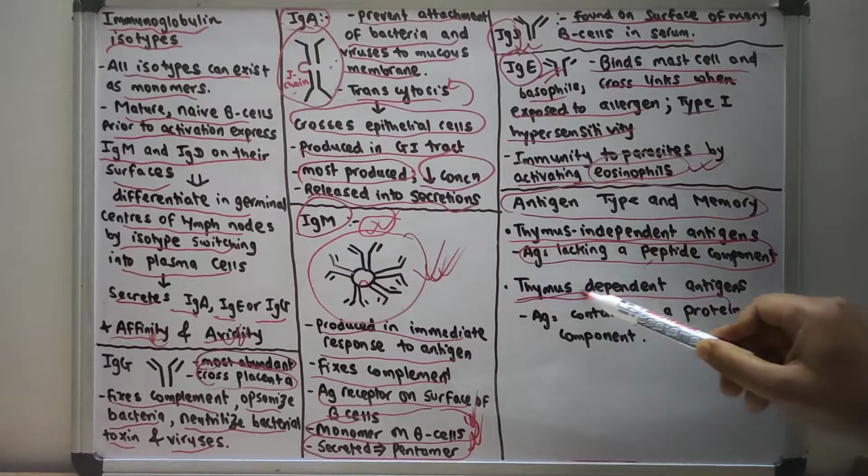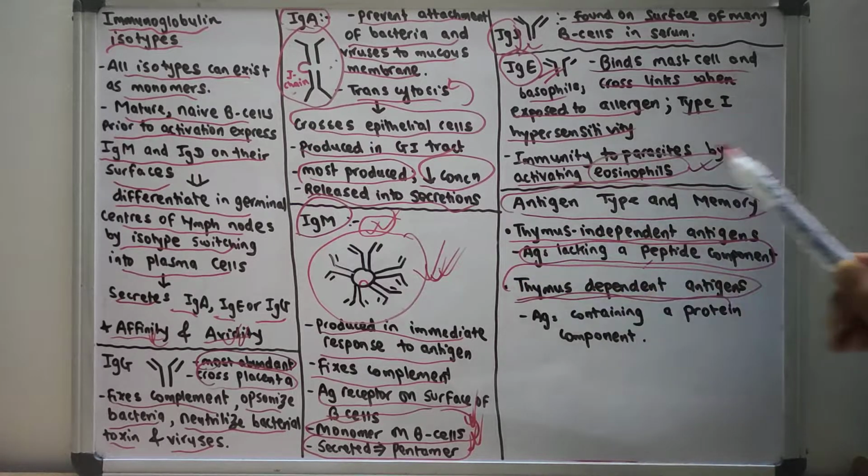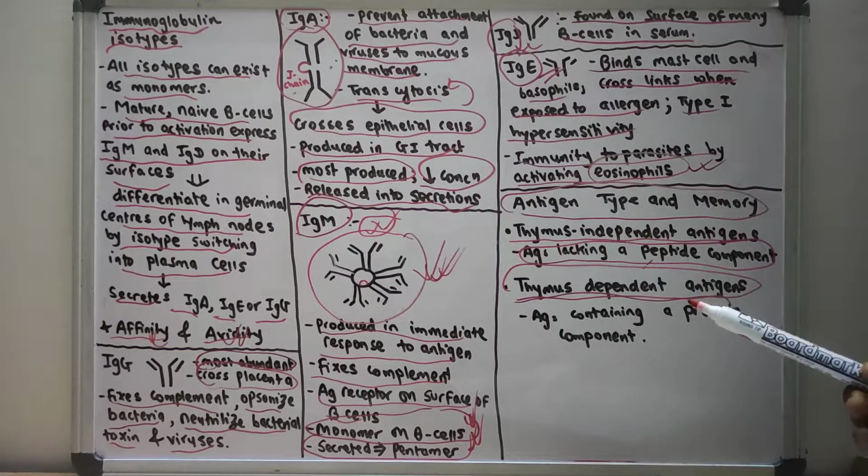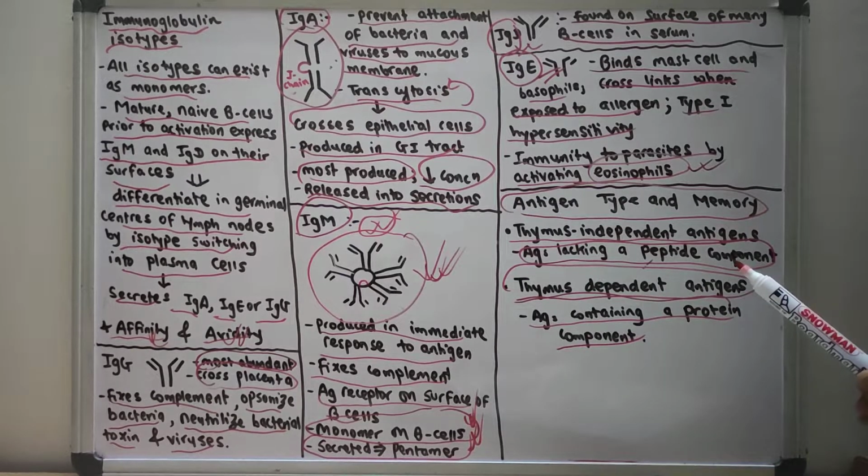On the other hand, which are the thymus dependent antigens? Thymus dependent antigens are the antigens containing a protein component. For example, the Streptococcus pneumoniae PCV13 vaccine, where the polysaccharides are conjugated to a diphtheria toxin like protein. So these are antigens containing protein components.